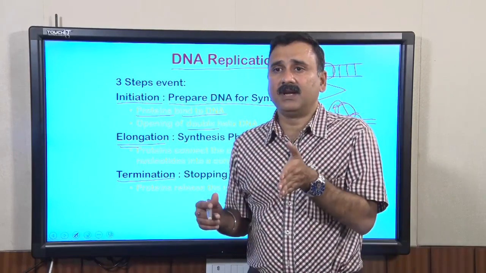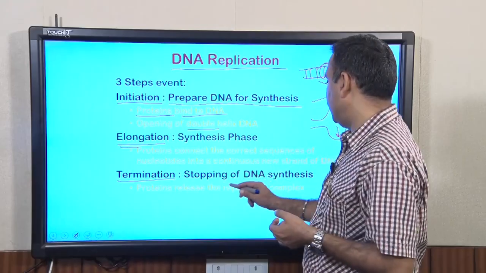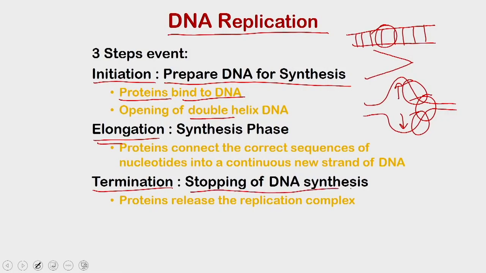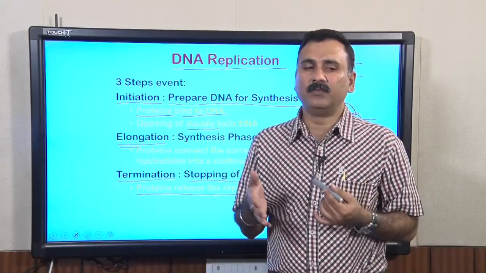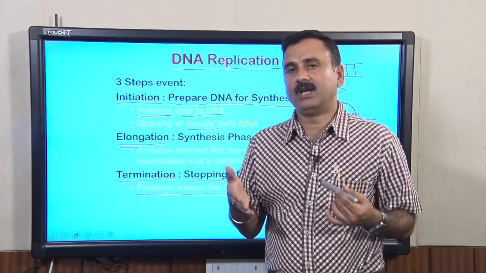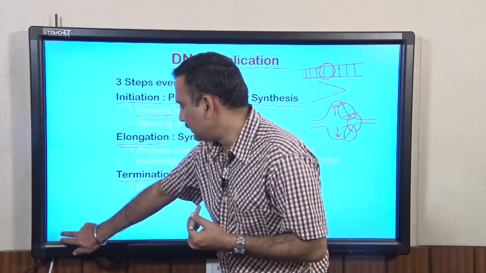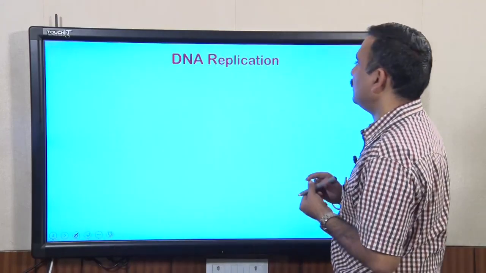Once the DNA synthesis is over, it stops, and there are proteins required to release the replication complexes from the template DNA, and that's how DNA replication is completed in the eukaryotic or the prokaryotic system. So let's see what the different steps are.